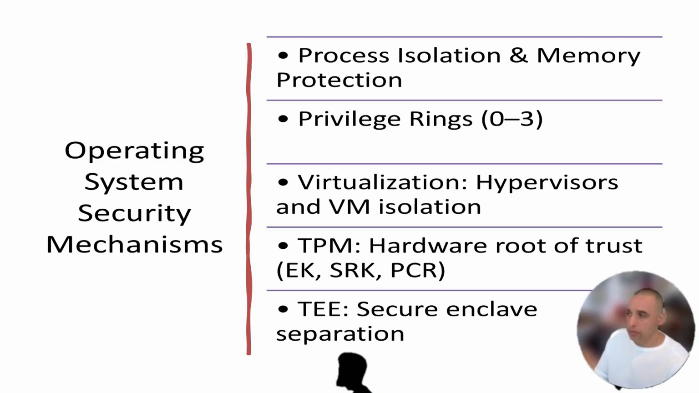Modern CPUs use privilege rings to separate different levels of access. Ring 0 is the most privileged, kernel mode, while Ring 3 is the least, user mode. This separation helps contain the impact of vulnerabilities and limits what user applications can do.